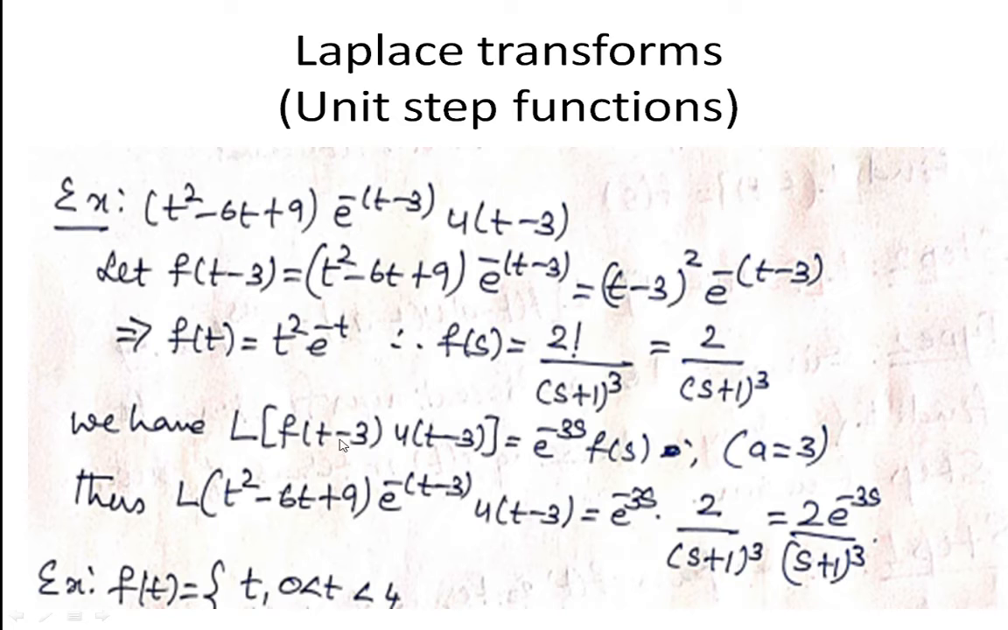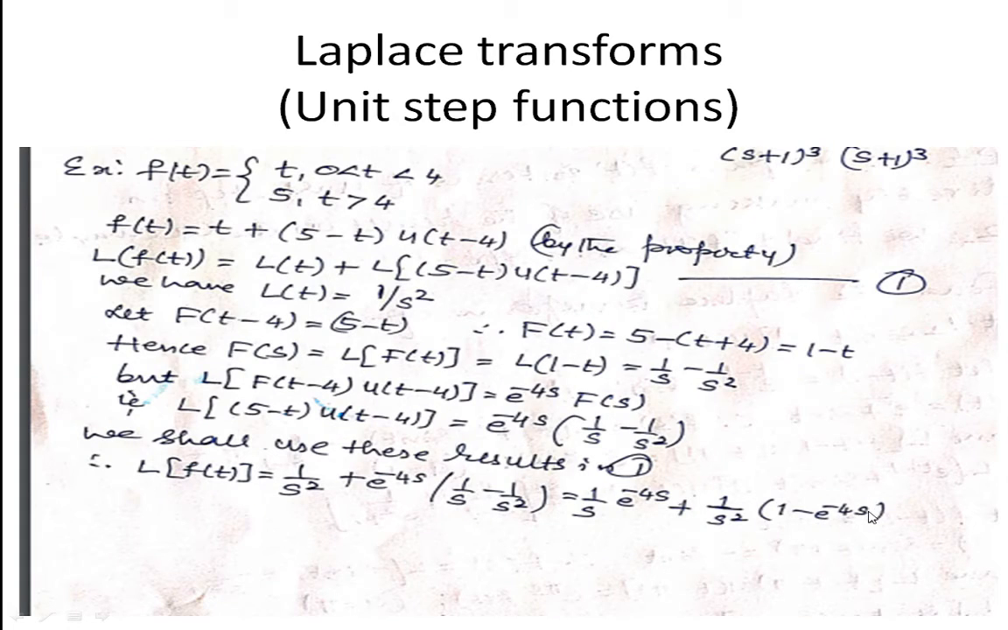Therefore, L of f of t minus 3 into u of t minus 3 is equal to e to the power minus as into f of s. What is a? A is equal to 3. I am writing here. Therefore, what is f of s? 2 upon s plus 1 bracket cube into e to the power minus as. I mean a is equal to 3.